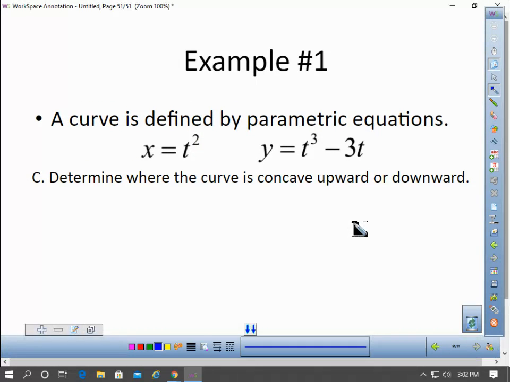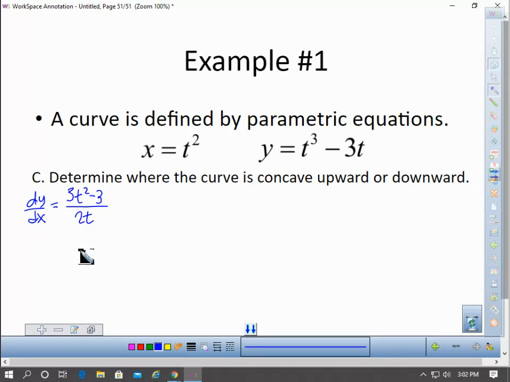Part C. So part C says determine where the curve is concave up or concave down. All right, so to do concave up and concave down, you have to do your second derivative. Now remember, these are the same functions. I have not changed the functions. They're exactly the same. So if you remember our first derivative, dy/dx, which is the dy/dt over the dx/dt. So there's our first derivative.